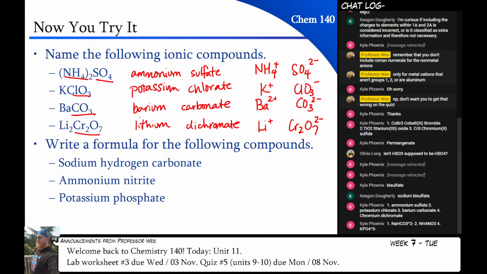All right, let's do these down here. Write the formula. So first we got sodium, so that's just this. We got hydrogen carbonate, so that's this, according to your polyatomic ions list. So one positive, one negative, so we can just combine those. Believe it or not, that is baking soda right there.